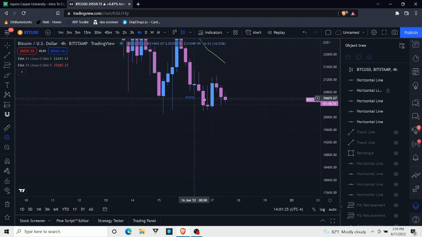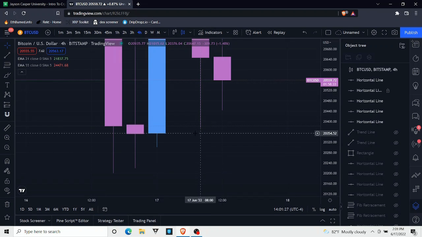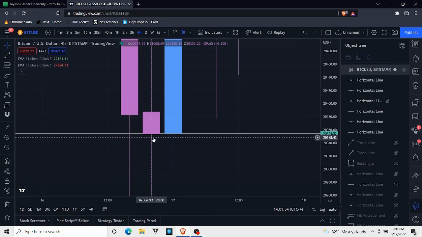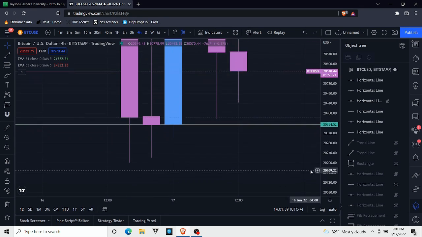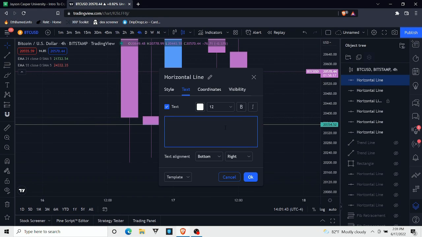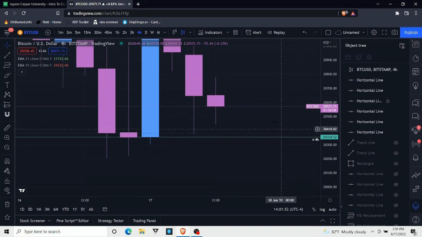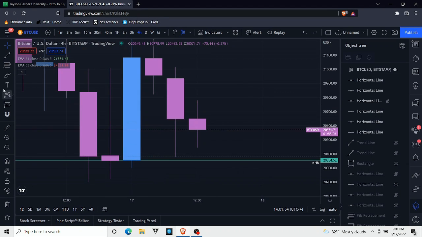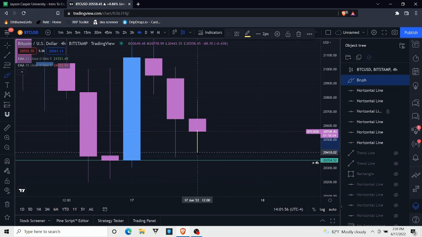Yeah, it looks like this one right here. That looks good. Again, it isn't perfect, but this one's better than the last one. There isn't as much separation. And this one is actually an untouched 4-hour level, so I can mark that out. And potentially, if price comes down to this level, we can look to take a trade from this.